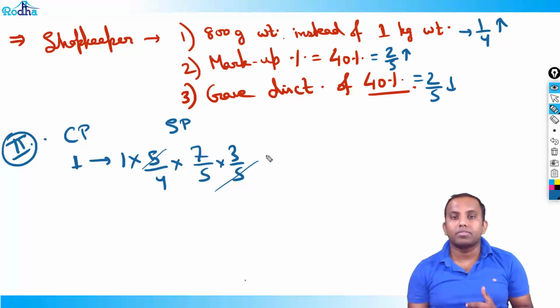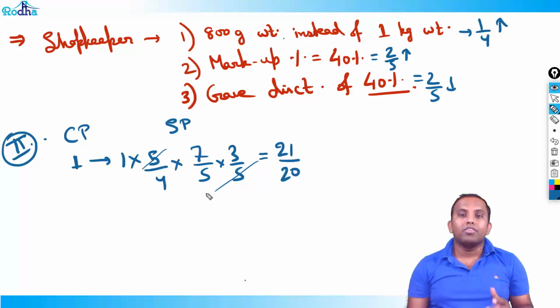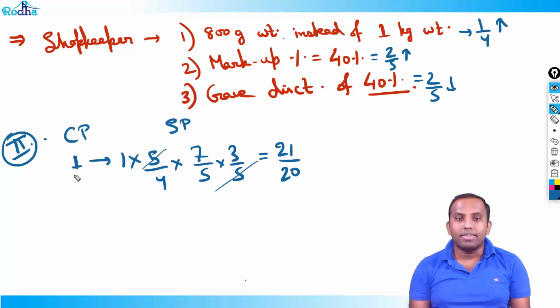21 by 20. Okay, so SP becomes how much? SP becomes 21 by 20. Right, so you should directly think. Now think like this: CP is 1 and SP is 21 by 20. What is the profit percentage?